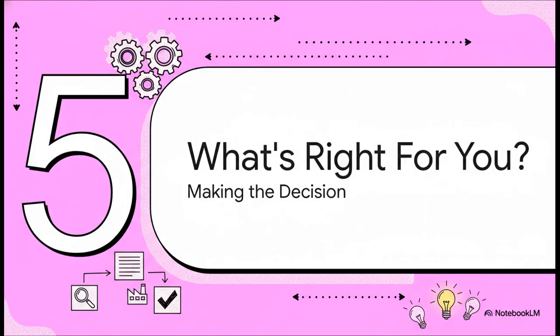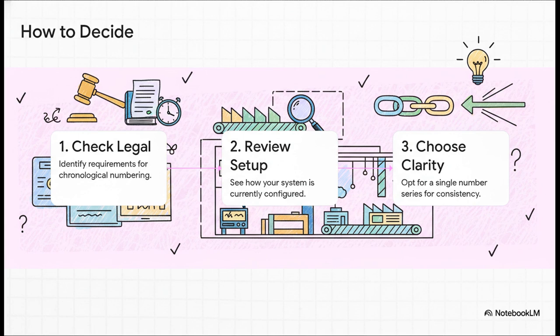Okay, so you've got all the info now. The question is, how do you make the right call for your business? Well, it really just boils down to a couple of simple steps. Here's what you need to do. Step 1, and this is the most important one. Find out for sure if you have any legal requirements about chronological numbering. Step 2, take a look at your current manufacturing setup and see what it's actually doing right now. And step 3, unless you are legally required to do it the other way, make the switch. Go for the single number series and just choose clarity and consistency for your whole team.